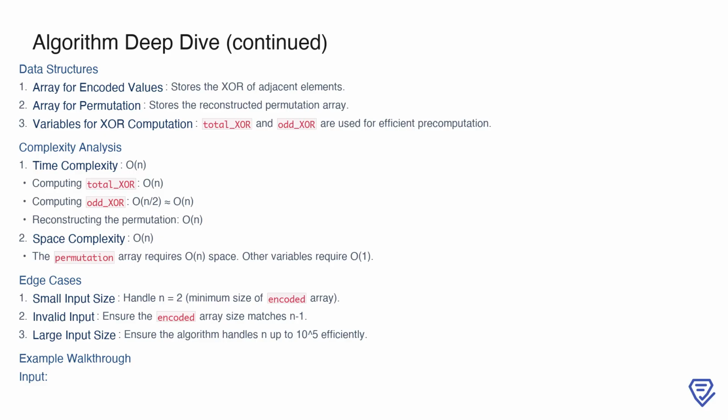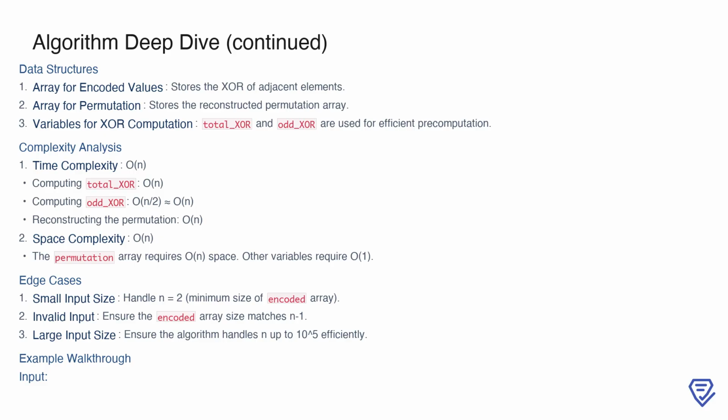In terms of complexity, the algorithm is highly efficient. The time complexity is O(n), as we perform three main operations: computing total_XOR in O(n), calculating odd_XOR in O(n/2), and reconstructing the permutation array in O(n). Together, these steps result in linear time complexity. The space complexity is also O(n), as the permutation array requires space proportional to the size of the input, while other variables like total_XOR and odd_XOR require only constant space.